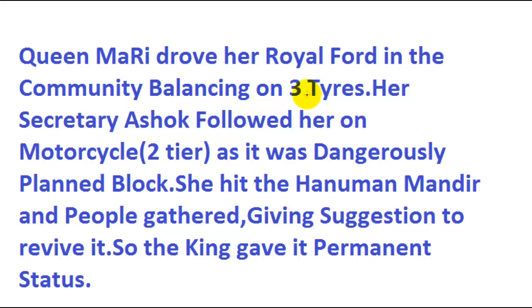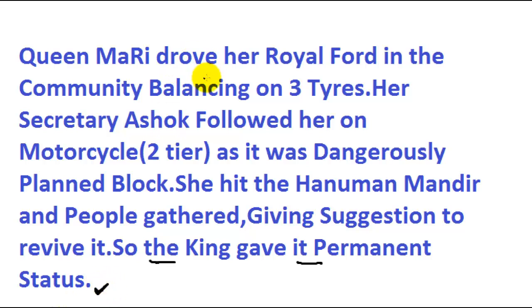She tried to balance her car on three tires. Her secretary Ashok followed her on the motorcycle, as it was a dangerously planned block. The community in which she was driving was planned very dangerously. This resulted in her hitting the Hanuman Mandir. She hit the Hanuman Mandir and people gathered, giving suggestions to revive it. Obviously, when people gathered, they started giving their suggestions on how to revive that temple. So the king gave it a permanent status to resolve the issue.